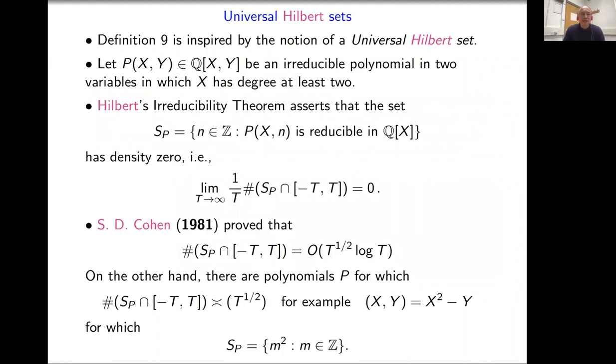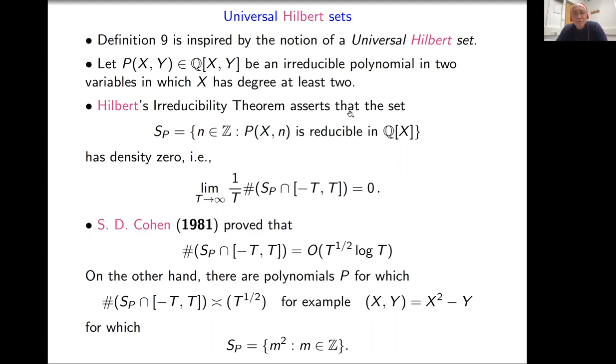What is a universal Hilbert set? So Hilbert's theorem says the following. Let's start with a polynomial with rational coefficients, which is irreducible as a polynomial in two variables, and which is not linear or constant in x. So x has degree at least two. And then you can ask, okay, fine, let's start evaluating this polynomial at some integers, make y equal to some integer. Then I get a polynomial of one variable. And this polynomial of one variable, of degree at least two, sometimes is irreducible, sometimes is not.